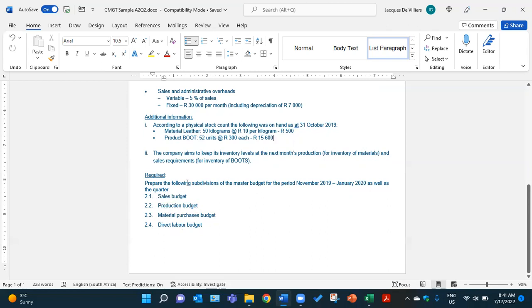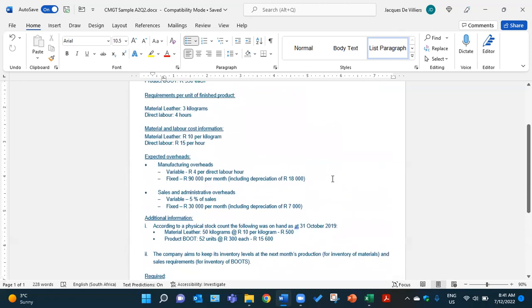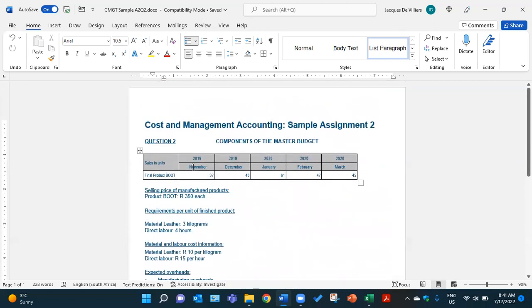They say to you, you must prepare it for the period November 2019 to January 2020, as well as the quarter. Now look at it. November, December, January, they give you 2 additional months of expected sales. You're going to use it, but it's not what you are required to do. You are supposed to do all of this for November, December, and January, and then total it for the quarter. Those 3 months make up your quarter.